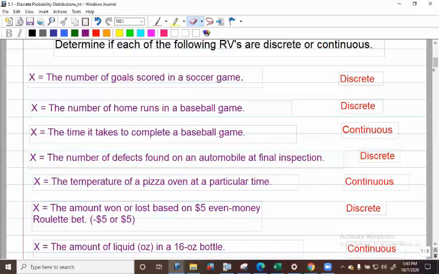Number of defects on an automobile final inspection, that would be discrete because it would be a specific measure. The temperature of a pizza oven at a particular time, that's continuous. Temperature would be continuous.